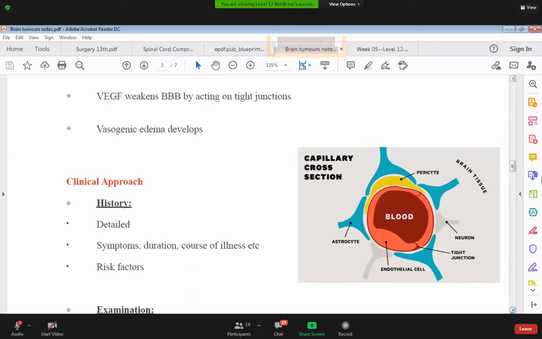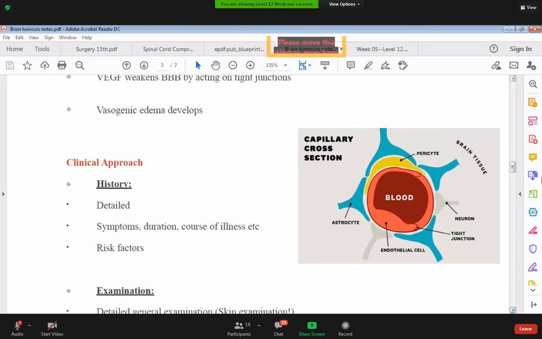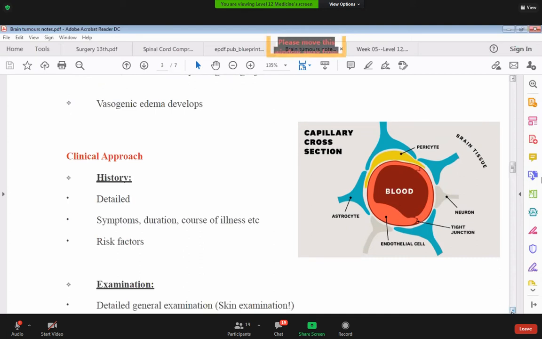Now, any patient presenting to you with headache, with some neurological deficit, or with signs and symptoms of raised intracranial pressure, a detailed history is needed. Ask about the symptoms, duration, ask about the course of illness, how it started and how it progressed over the passage of time. Ask about the other associated features. Ask about the signs of increased intracranial pressure, and the signs of the mass effect of that lesion. Ask about the risk factors, if the patient is prone to have such a problem, or any history of such a problem in the family.